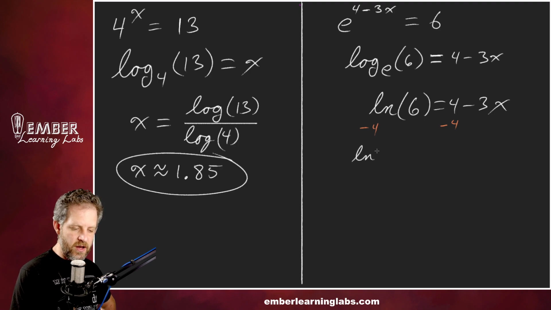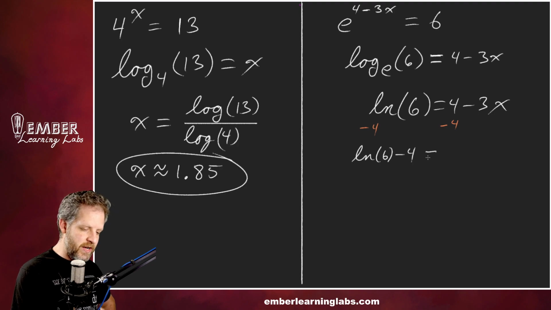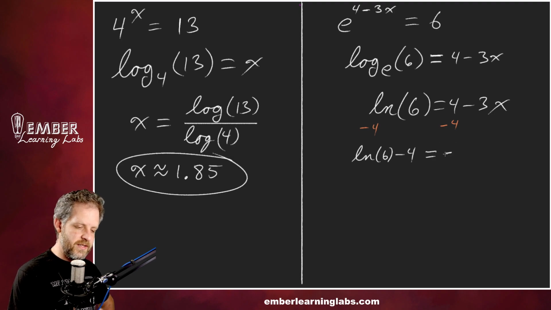and end up with the natural log of (6) minus 4. This is one of the reasons why I like those parentheses. It's not necessary, but it's much clearer that it's not 6 minus 4 inside of there. And so it gets your order of operations clearer. It's not necessary, but clarity is a good thing. So we're going to get rid of that negative 3 by dividing both sides by negative 3.